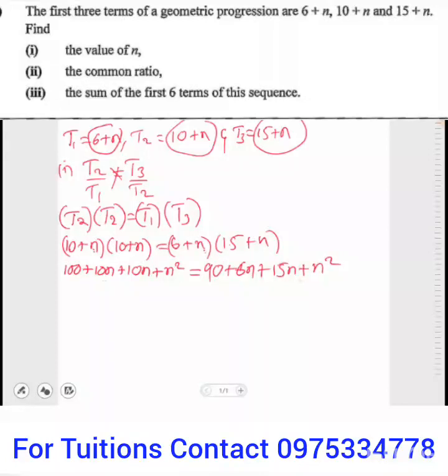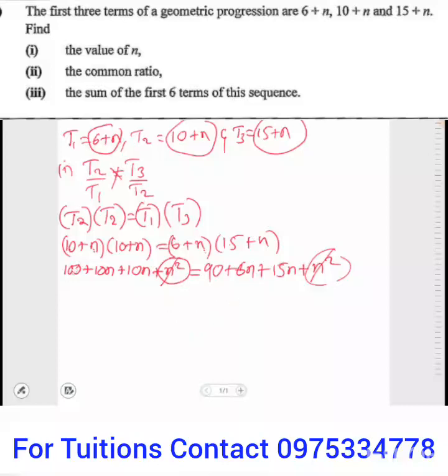So now from here you can collect the like terms. If you look here, that is n squared. Even here it's n squared. Here it's positive and here it's positive. And when this n squared comes to this side, it will be negative n squared. And if you do n squared minus n squared, that is going to be 0. So you just have to cancel it. We have cancelled n squared.